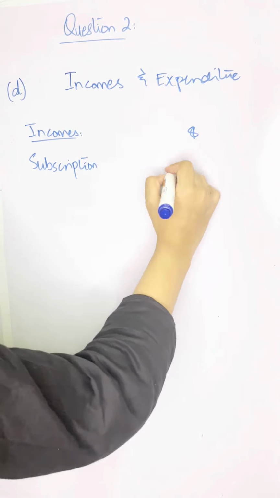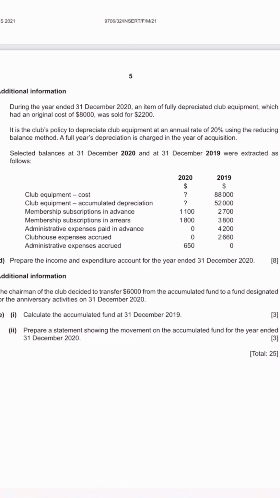So the amount it gives you is 5,000. And now one more thing that you need to take into account when you're reading the question is that during the year ended, an item fully depreciated, due to club equipment, which at original cost of 8,000 was sold for 2,200. Now you would say that we can find the depreciation, but no, it says that it is fully depreciated, which means that the cost is equivalent to the depreciation. Still it is sold for 2,200.